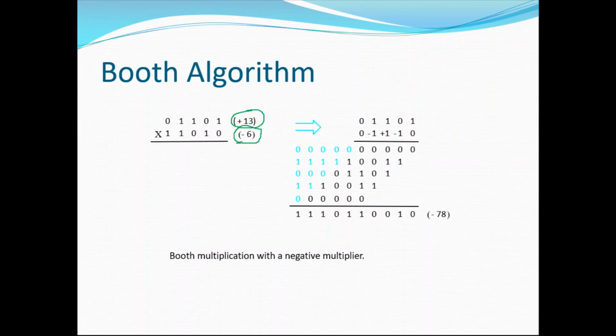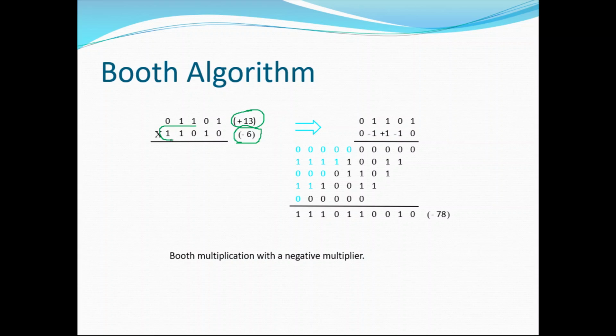So how do we go about that? First, 13 should be multiplied with minus 6. So how can you represent minus 6? Here, if you see how it is represented, first we are taking the 2's complement of 6. First you should take the 2's complement of 6. What is the 2's complement of 6?